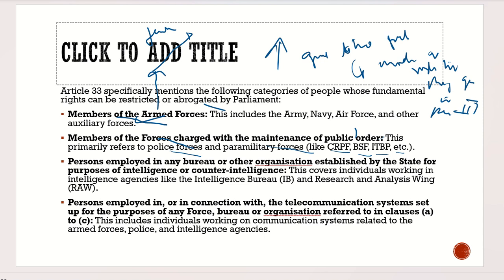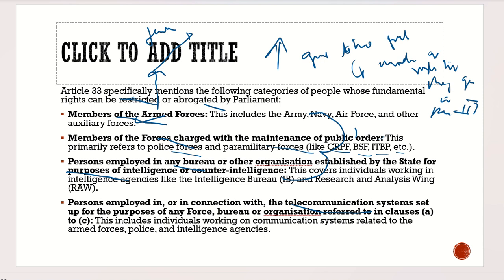And who are the other people? Persons employed in any bureau or other organizations established by the state for the purpose of intelligence. These spies, this is restricted for them. They cannot enjoy their fundamental rights fully. So this is very much restricted for them. And the fourth classification is persons employed in or in connection with the telecommunication system, who are in the telecommunication system, but they are associated with these three categories. For them also these fundamental rights are restricted.